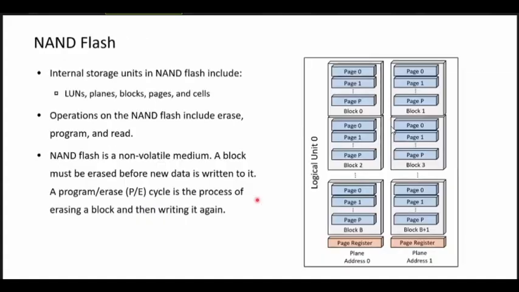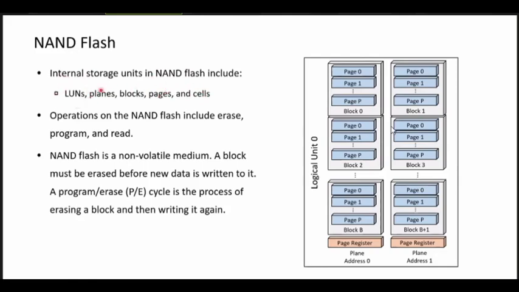Cool. So this is how the NAND flash works. You have the internal storage unit of the NAND flash, which includes LUNs, planes, blocks, pages, and cells. Cells are the smallest unit. After cells, you have pages, then blocks, then planes, and then you provide the LUN.